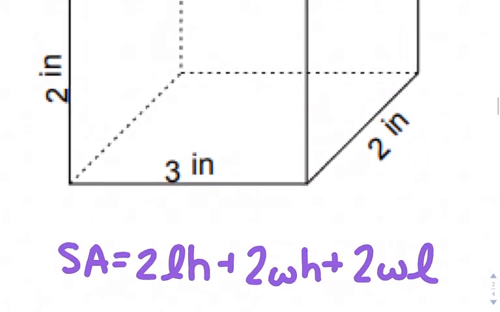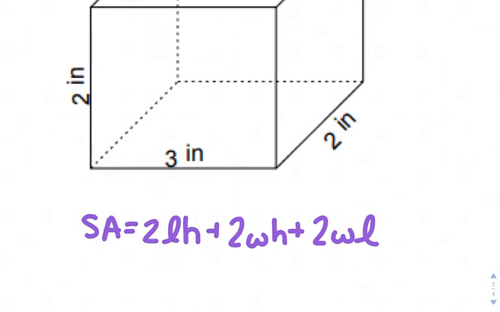So now I have to figure out, well, what's L, W, and H? So the length tends to be the bottom horizontal side. So this is my length. The length is always the horizontal line. The height is always the vertical line. So then my width would be my slanted line.